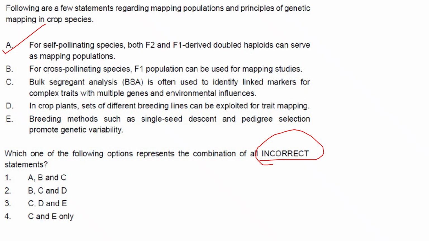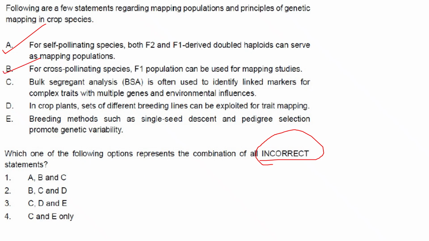Then for cross-pollinating species, the F1 population can be used for mapping studies. Of course, cross-pollination. So F1 can be pollinated to give rise to F2. The F2 population can be used for linkage studies because they exhibit segregation of traits. So they can be used for mapping studies. So B is correct.